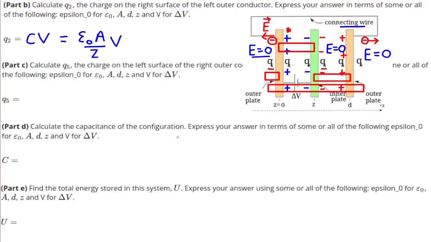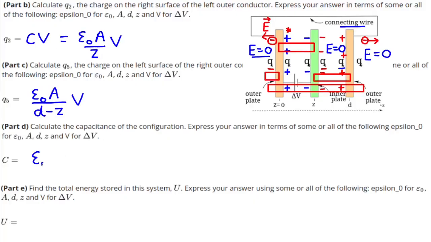And calculating Q5, the charge on the left surface of the right outer conductor, we get the capacitance being epsilon naught A over D minus Z times the voltage across the plates. And given the voltage across both the capacitors is the same, given this conducting wire puts the outer plates at the same electric potential, then we can take the capacitors as being in parallel. So the capacitance of the configuration is the sum of the capacitance of both capacitors.